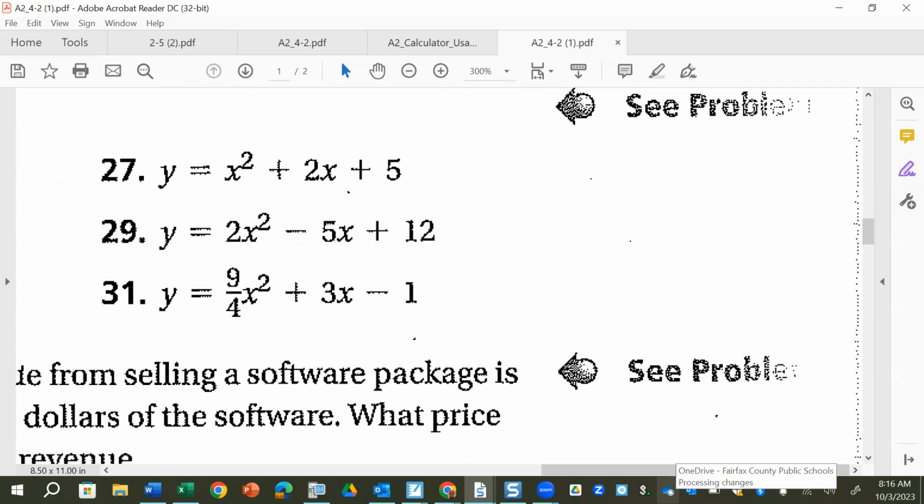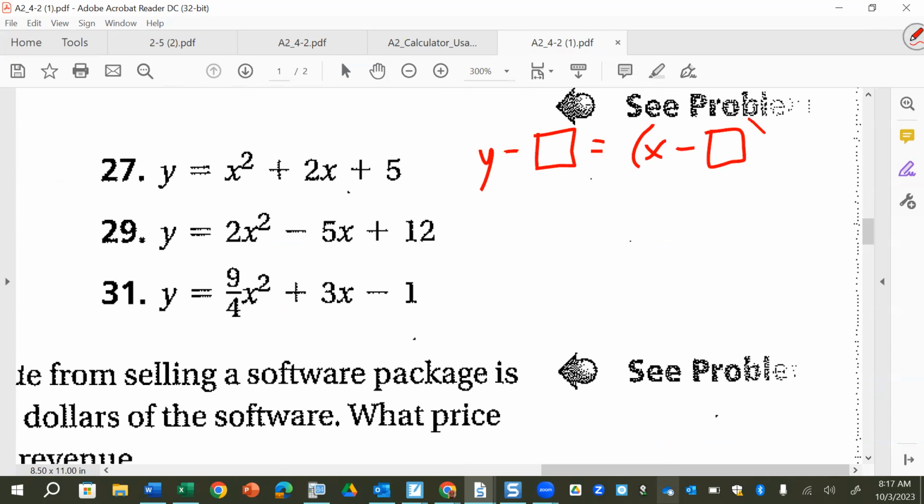Well, let's do this. Before we can put it in vertex form, we've got to find the vertex. So let's get it. What is the opposite of b over 2a? 2 over 2. So what's that? Negative 1. Plug in the negative 1.